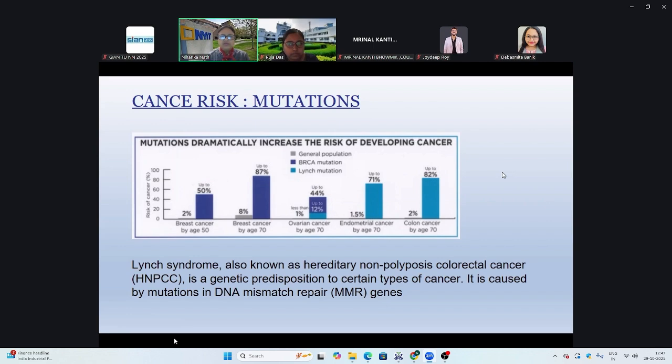So having the mutation increases the risk a lot. Oh, and I forgot the spelling of cancer.